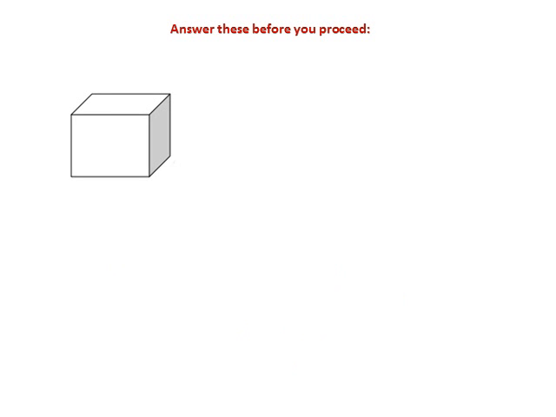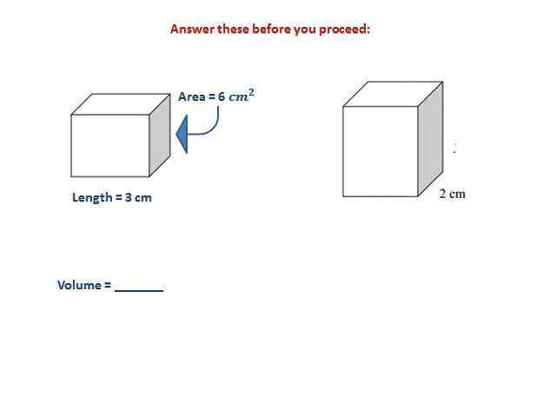Okay, so make sure you answer this one before you proceed to the next slide. Okay, so we'll be using the side area, which is 6 centimeters squared, and the length is 3 centimeters. So what is your volume? Okay, so remember, this is side area times the length. Okay, how about this one? This will be your front area times the width.